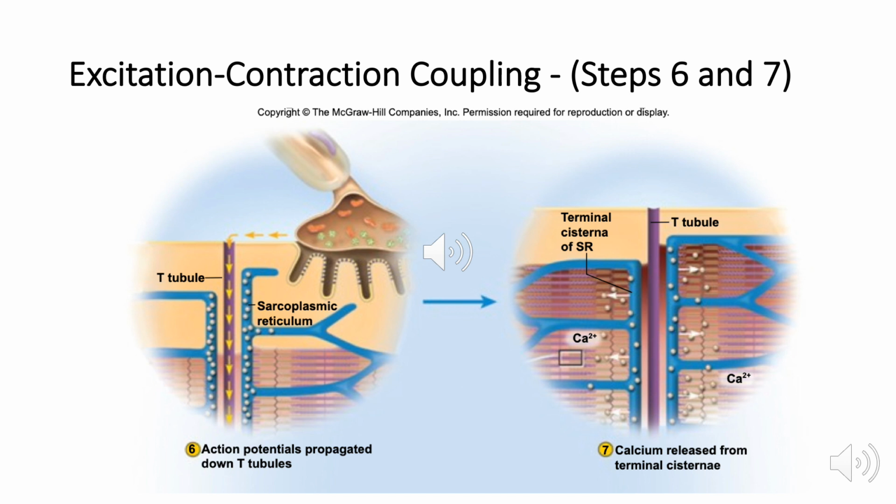In step 6, a wave of action potentials spreads from the motor end plate in all directions, like ripples on a pond. When this excitation reaches the T tubules, it continues down them into the cell interior. In step 7, action potentials open voltage-gated ion channels in the T tubules. These are linked to calcium channels in the terminal cisternae of the sarcoplasmic reticulum. Thus, channels in the SR open as well, and calcium diffuses out of the SR down its concentration gradient into the cytosol.